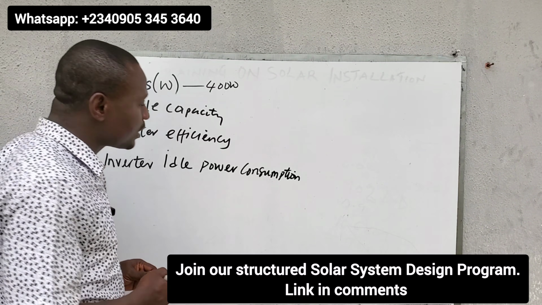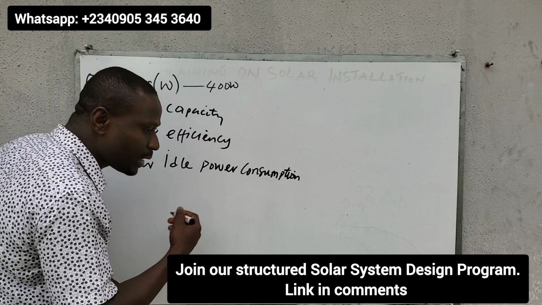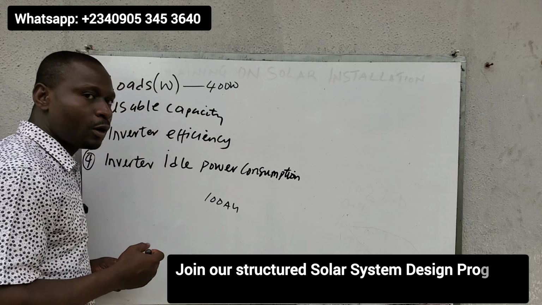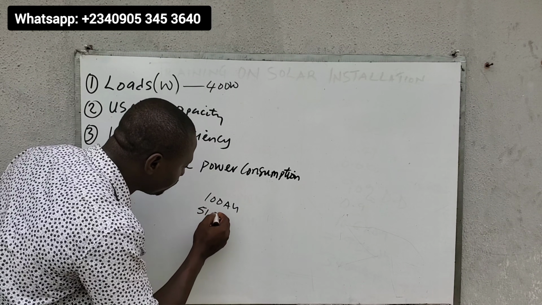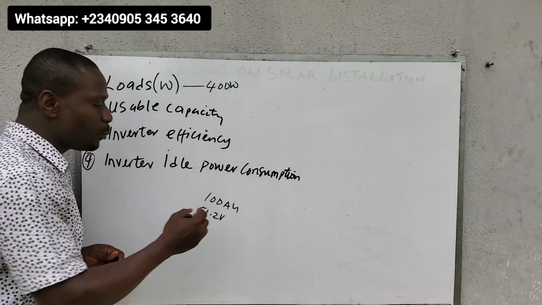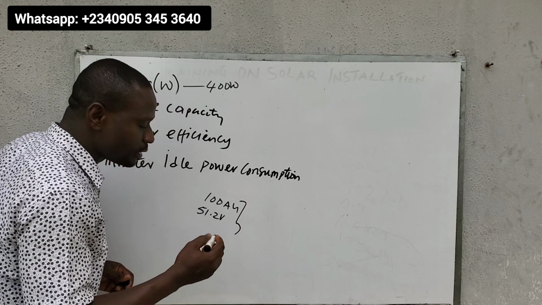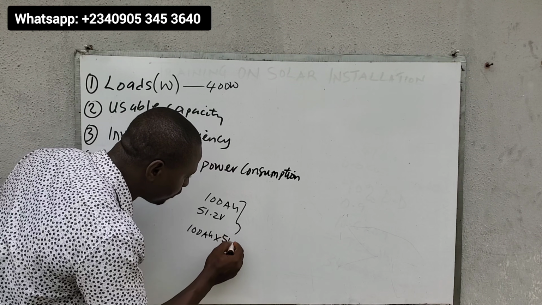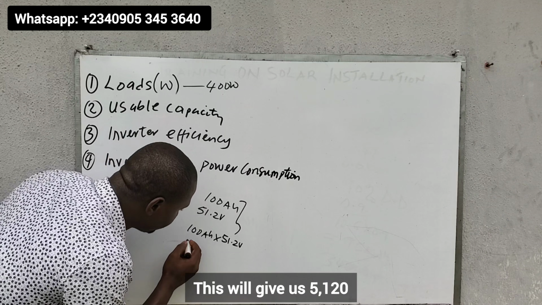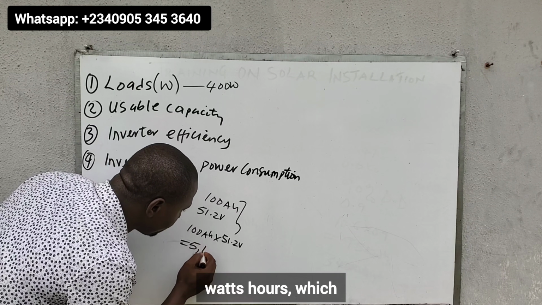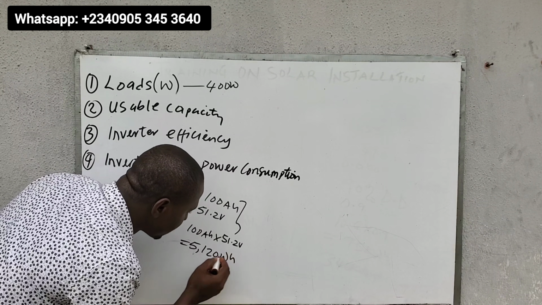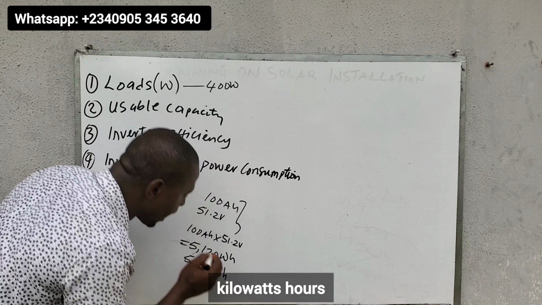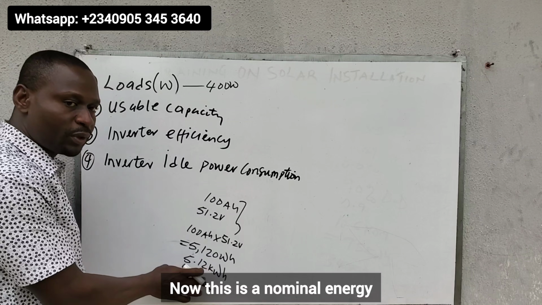Now, for the 5 kilowatt hour lithium battery, the nominal capacity is 100 amp hours, and the nominal voltage is 51.2 volts. Now, the nominal energy stored in this battery will be 100 amp hours multiplied by 51.2 volts. This will give us 5,120 watt hours, which is 5.12 kilowatt hours. Now, this is the nominal energy.